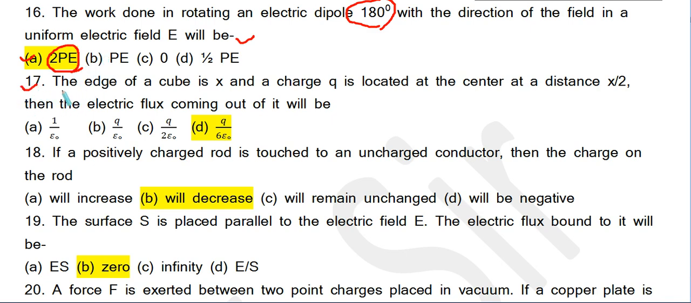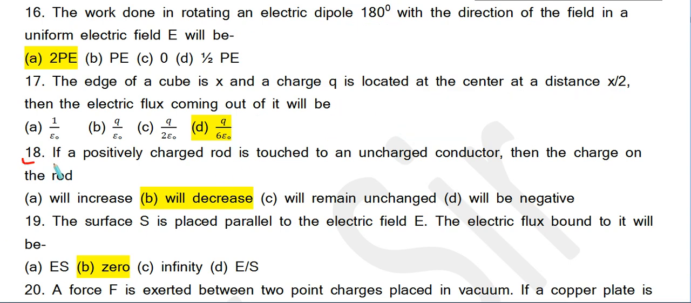In question number 17, the edge of a cube is x and a charge q is located at the center, at a distance x upon 2. Then the electric flux coming out of it will be... The electric flux passing through the cube is q upon epsilon naught according to Gauss's law. It has 6 surfaces, so it is divided among 6 faces. So we multiply it by 1 upon 6. Hence it becomes q upon 6 epsilon naught.